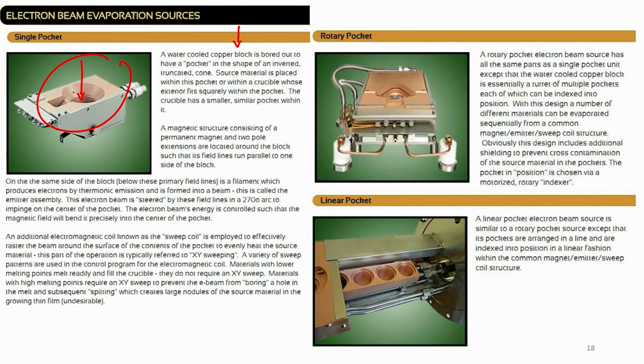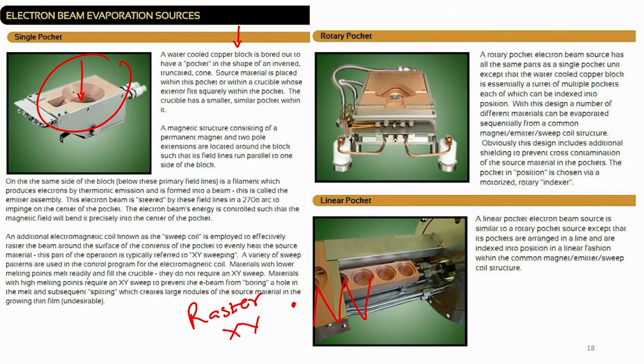An additional electromagnetic coil called a sweep coil is employed to effectively raster the beam around the surface of the contents of the pocket to eventually hit the source material. This part of the operation is typically referred to as XY sweeping. Alright. So, there is XY sweeping, there is a raster scan, and there is a direct incidence of the E beam. A variety of sweep patterns can be controlled. There is also something called triangular. A variety of sweep patterns are used in the control program for the electromagnetic coil.